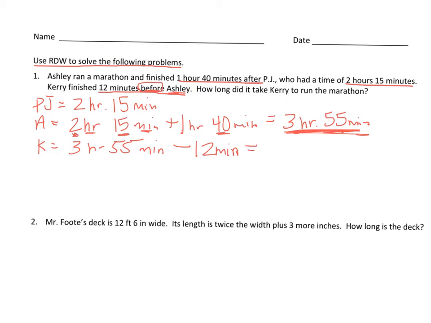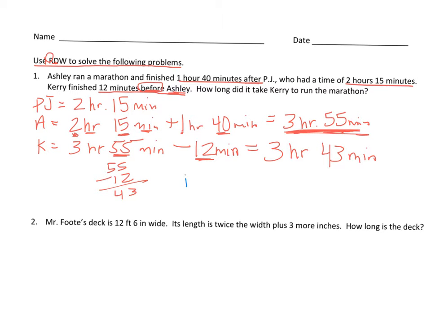Now, I'm not subtracting any hours, so the hours are going to stay the same, and I don't have to borrow because I see I have 55 minutes and I'm taking 12 from it. So I'm really just subtracting 55 and 12 to get 43 minutes. So I have the time there. And I know I did the read, and I kind of skipped the drawing piece of it, but I'm going to draw my model now to show that out.